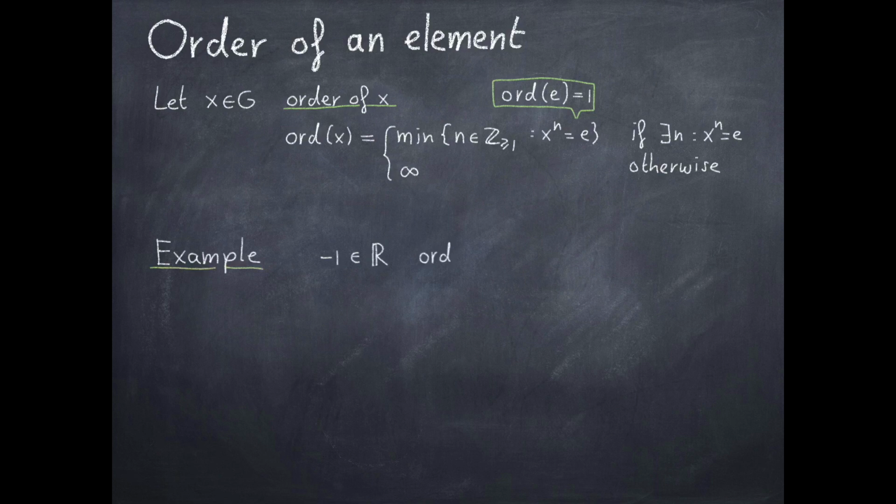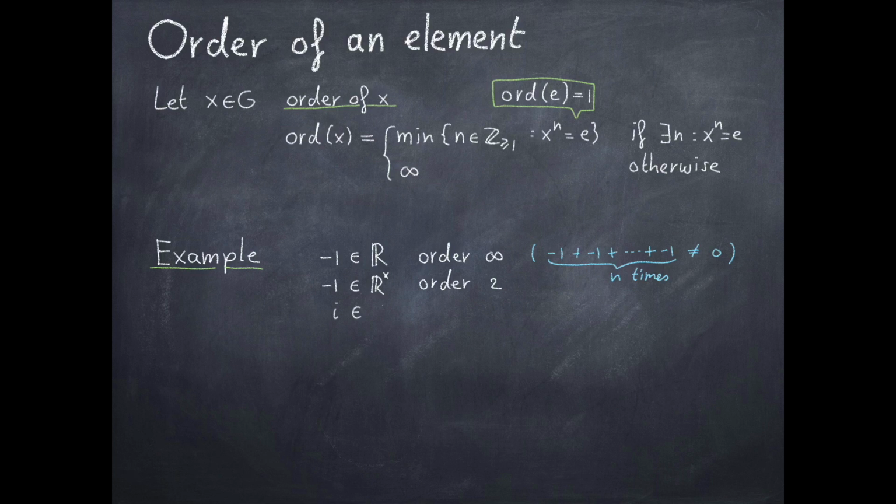Consider, for example, the element minus 1 in the additive group of real numbers. This element has infinite order. Indeed, if you add minus 1 to itself any number of times, you will never get the element 0. The element minus 1 in the multiplicative group of real numbers, however, has order 2, because minus 1 times minus 1 is equal to 1, the identity element in R star.